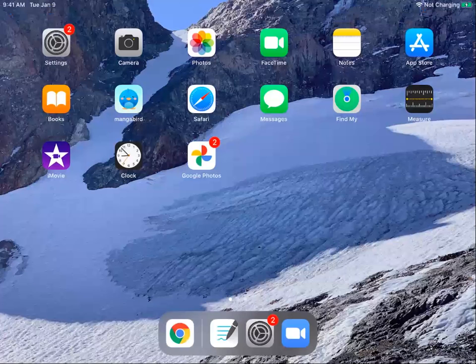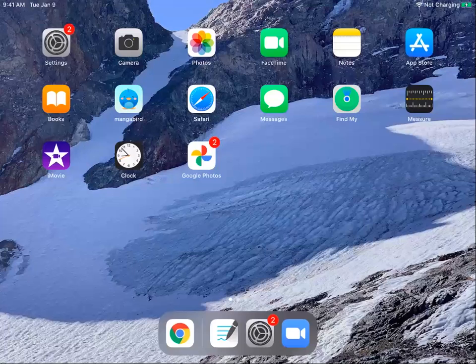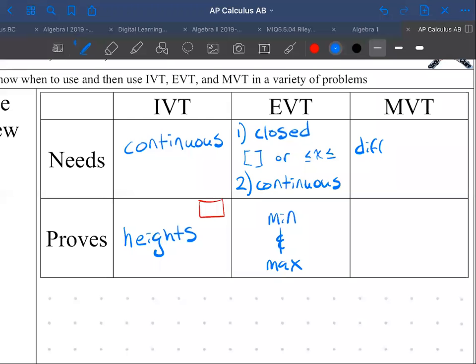Oh no, I hit the button because my pinky touched it. Where are my notes? Oh gosh. There, good notes. Needs to be differentiable. And then there's one word that this proves. Mean value theorem proves what? Andrea? The slope. Slopes, exactly, or the slope.